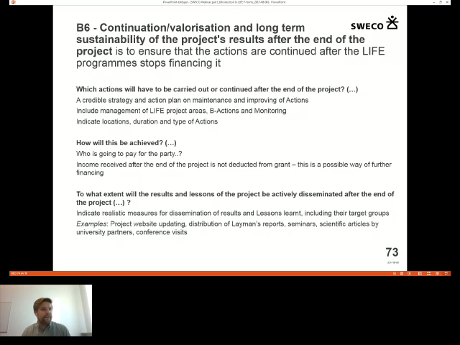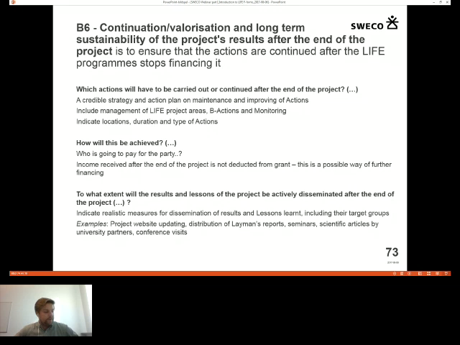Be quite specific in this case, indicate the locations, the duration that you think the measures will continue, and the type of actions that are involved. Quite straightforward after all. If you put all this together, it's likely that you get a quite credible strategy and action plan on the maintenance, and even perhaps development, of the actions that you have already carried out in the project.